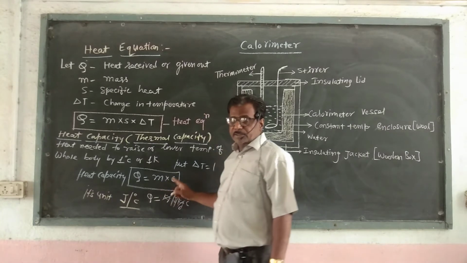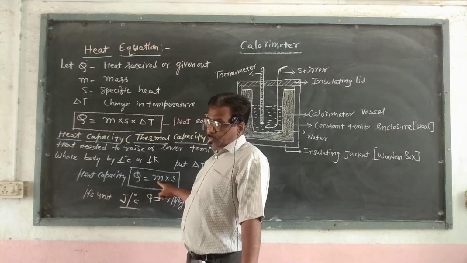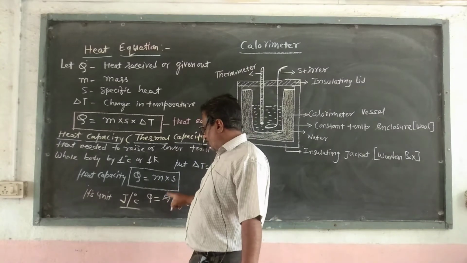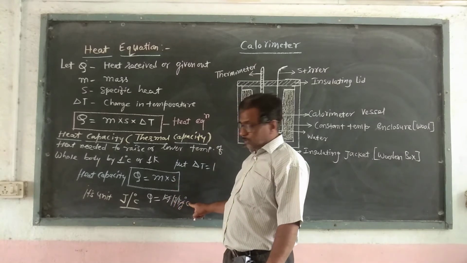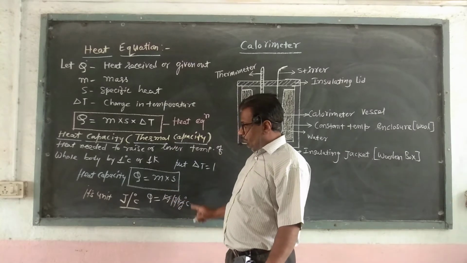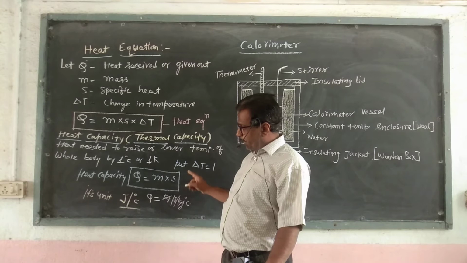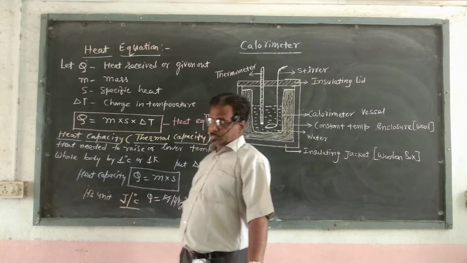Now we calculate its SI unit. So we write Q equal to, the unit of mass is kilogram, the unit of specific heat is joule per kilogram degree Celsius. Here kilogram cancels out, so we get the unit of heat capacity is joule per degree Celsius.